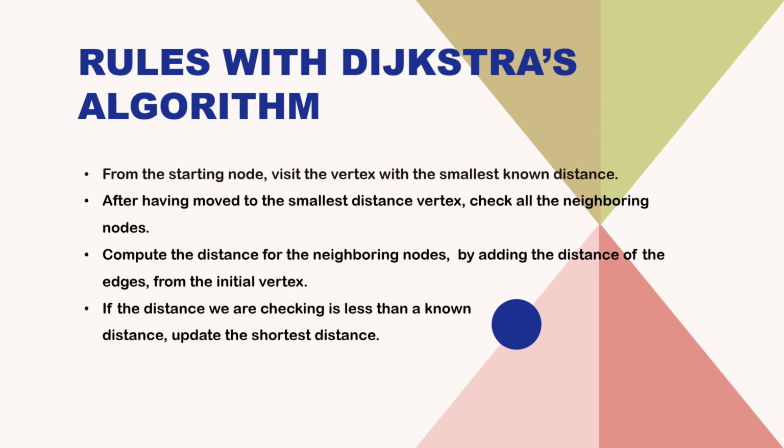Rules of Dijkstra's algorithm. From the starting node, visit the vertex with the smallest known distance. After having moved to the smallest distance vertex, check all the neighboring nodes. Compute the distance for the neighboring nodes by adding the distance of the edges from the initial vertex. If the distance we are checking is less than a known distance, update the shortest distance.